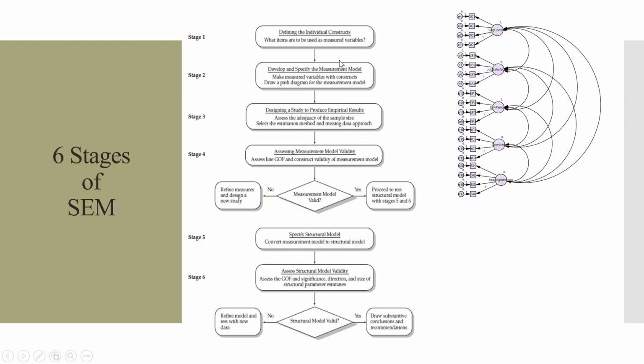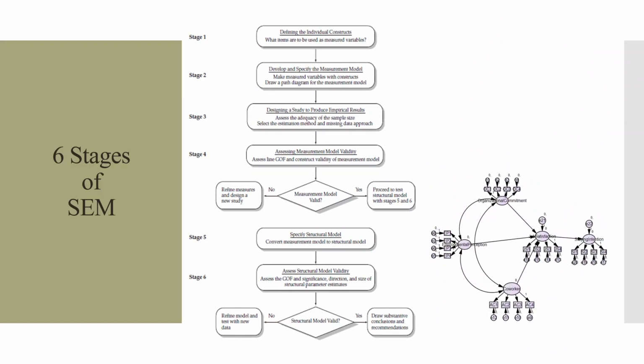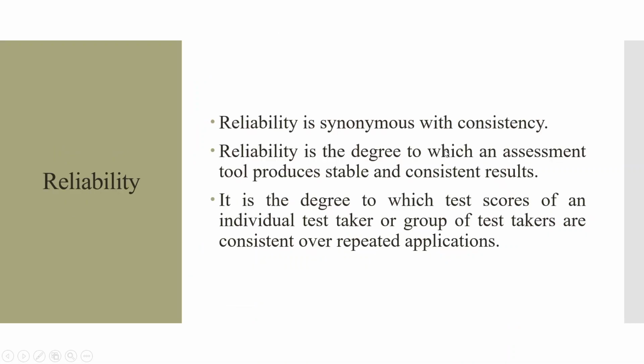In stage 1, we define the individual constructs. Stage 2, we develop and specify the measurement model. In stage 3, we design a study to produce the empirical result. And in stage 4, we assess the measurement model validity. In this stage, we test the reliability and validity of the measurement model. Once it is established, this measurement model is converted into the structural model, which you can see on the screen. Stage 5, we specify the structural model, and stage 6, we assess the structural model validity.